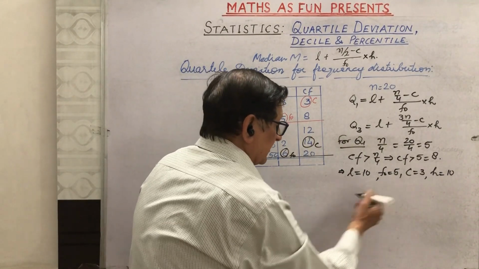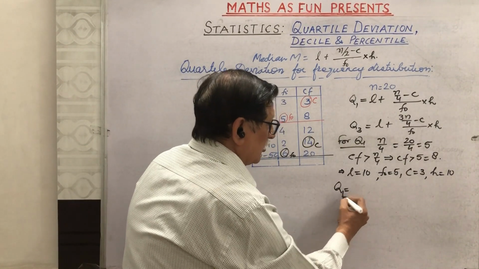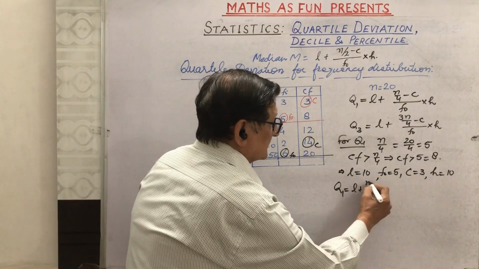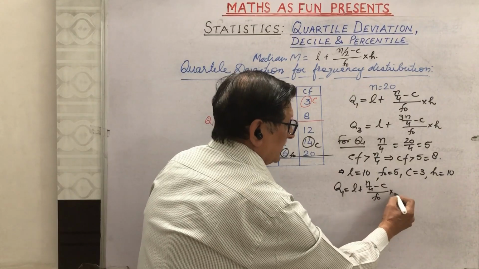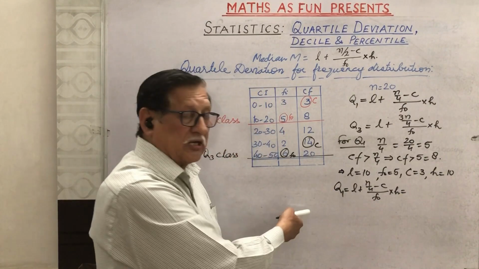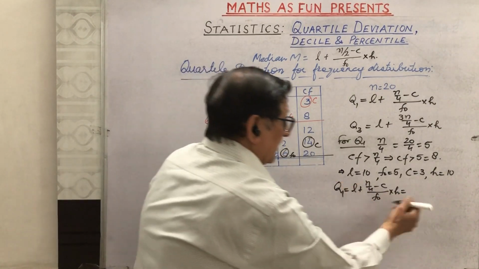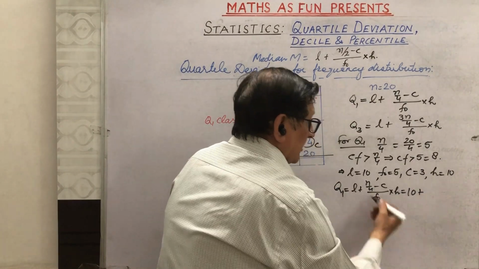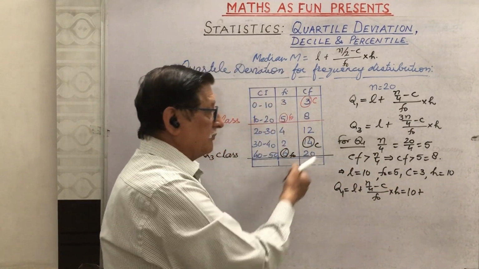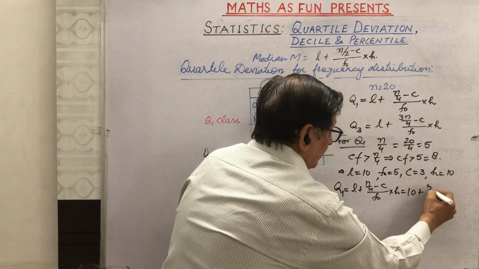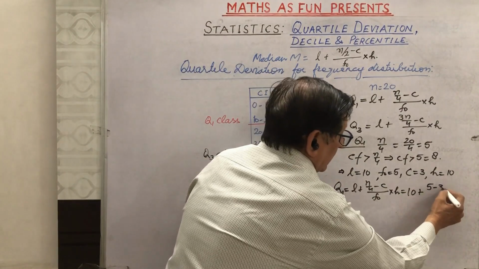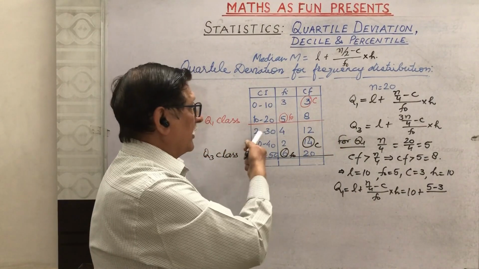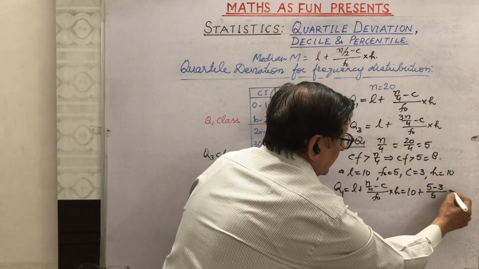With the help of this we can find out Q1. Q1 will be L plus n by 4 minus C upon f0 into h. In this case, what is L? L is 10. n by 4 is 5. C is 3, divided by f0, and f0 is 5, into 10.